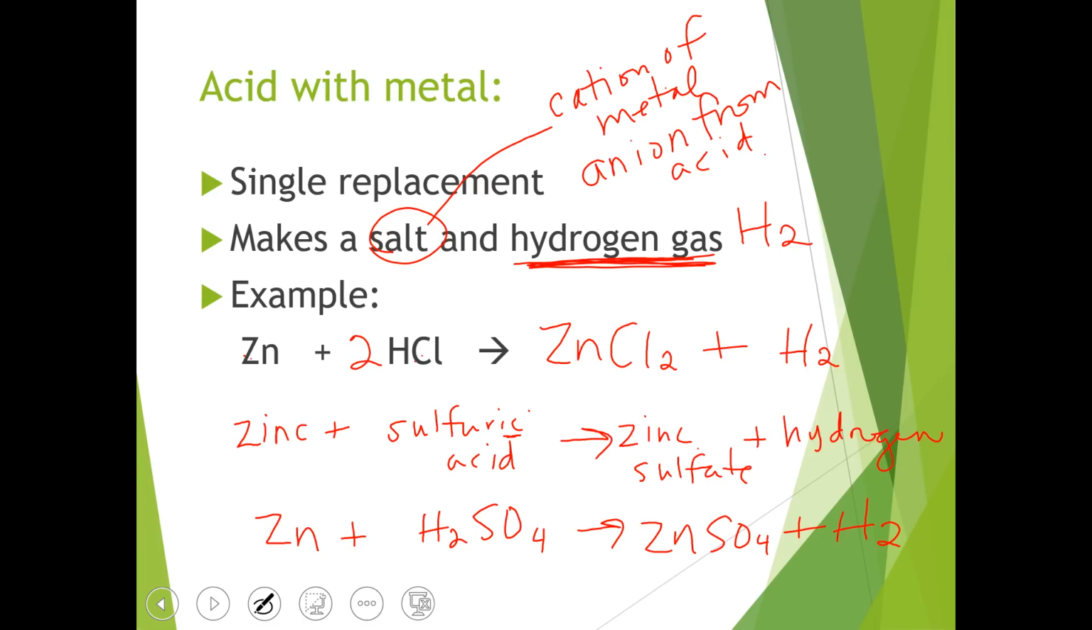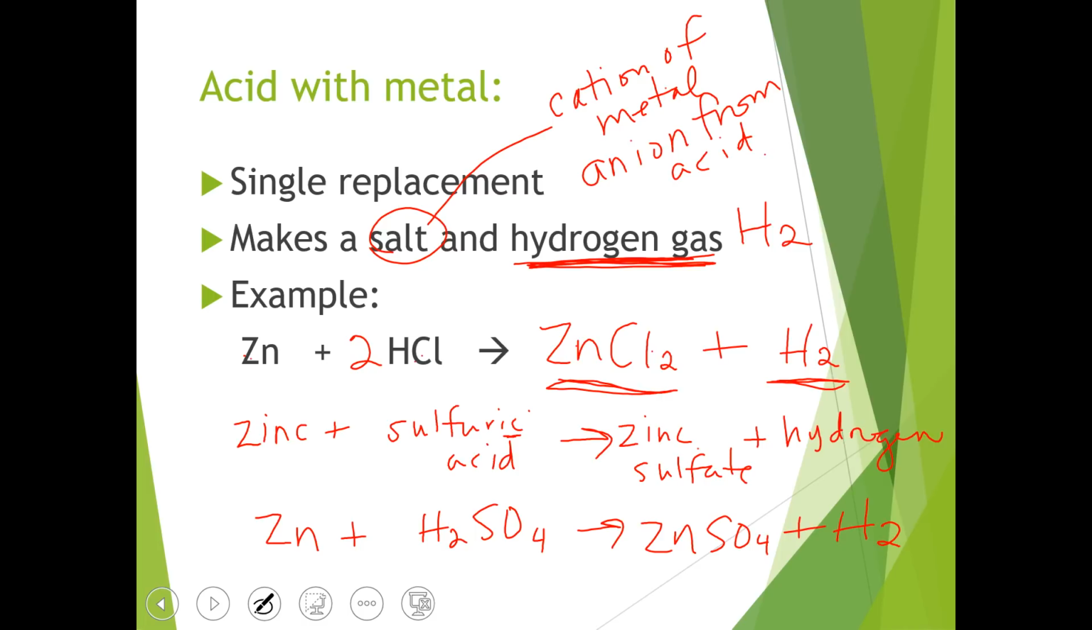And so if you write your formulas correctly, you can easily balance the reaction, but it's very predictable. When you put a metal with an acid, you will get an ionic compound that's made of the metal and the anion from the acid, and you will get hydrogen gas. So metals can easily be worn away by acids. You want to be very careful then about things that are acidic at home coming into contact with metals.